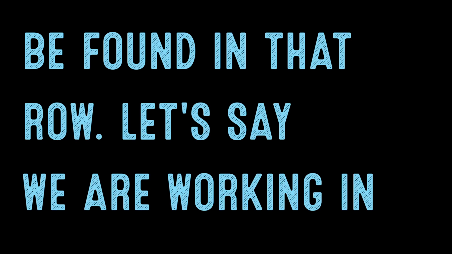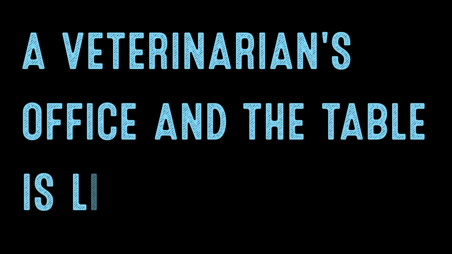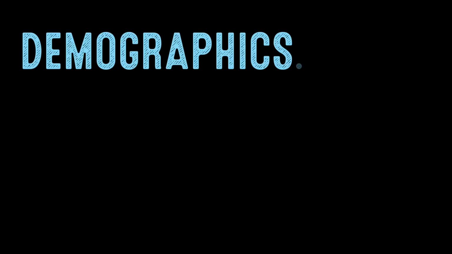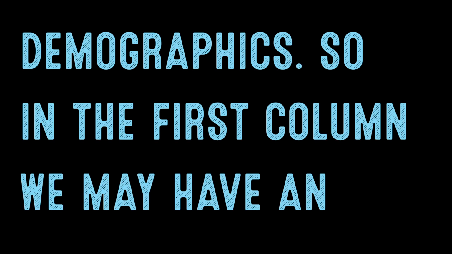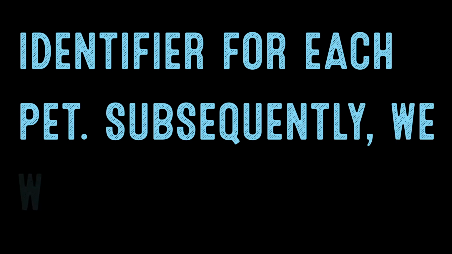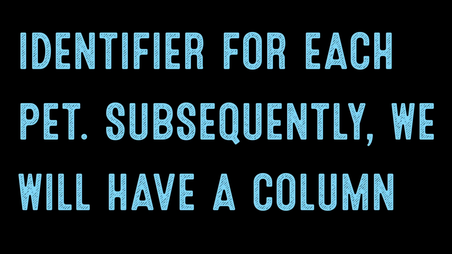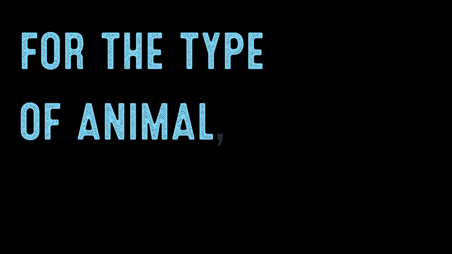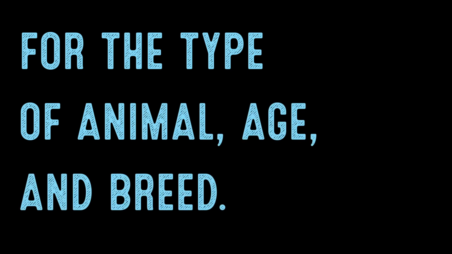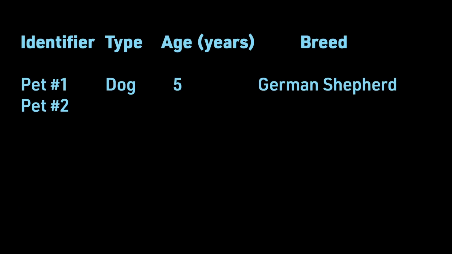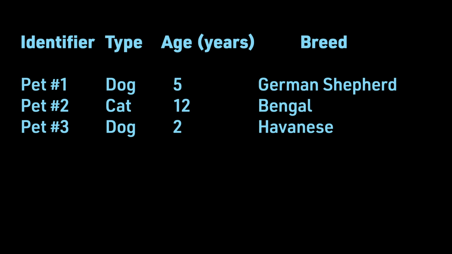Let's say we are working in a veterinarian's office and the table is listing patient demographics. So in the first column, we may have an identifier for each pet. Subsequently, we will have a column for the type of animal, age, and breed. So in our table, we see that the first column is the identifier, and we have 3 pets.